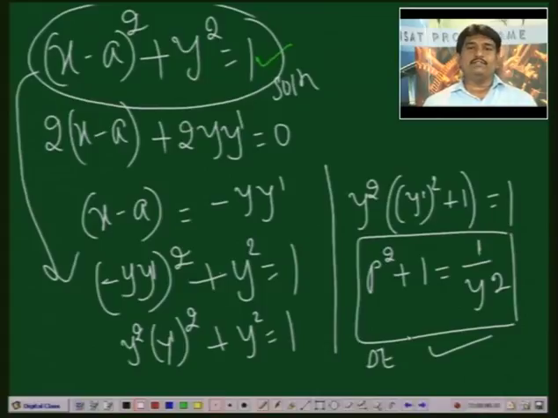Let us go back to the technique of solving a differential equation using the solvable for p method. That is, I have to start with p squared plus 1 equals 1 by y squared, and I have to arrive at (x minus a) whole squared plus y squared equals 1. Let me check.